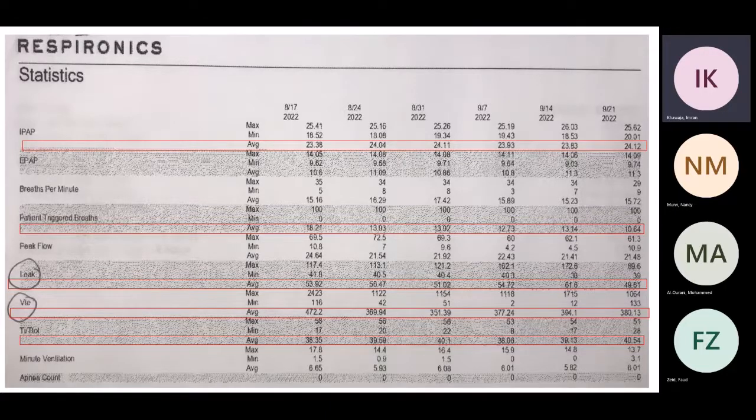Increase the rate, but you have to do it carefully. It's not like making it 30 or something, because then you can get dynamic hyperinflation, especially with COPD. We have to be careful, especially if they have cardiac comorbidities.